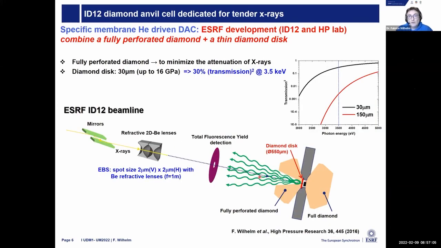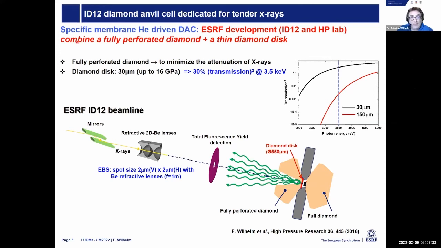But we need also a specific diamond anvil cell. Since the edges are located at 3.5 kiloelectronvolt, if you use so-called partially perforated diamonds with a remaining culet thickness, a wall thickness of 150 micrometers, you see there is practically no transmission. So one had to develop a specific diamond anvil cell in order to record the fluorescence yield of the sample.